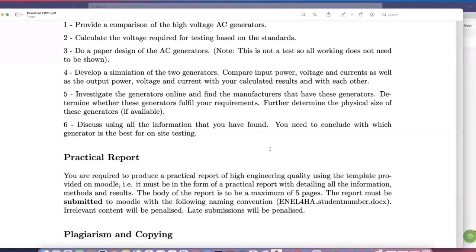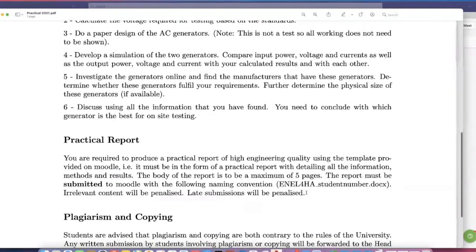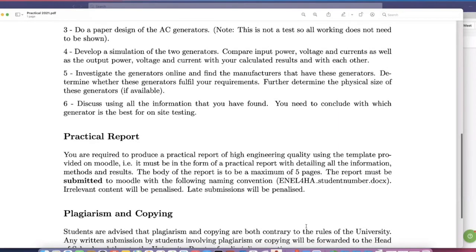I've set up something for the submission on Moodle already. I'm hoping there's no gremlins. Please submit with the following naming convention: your course code, and then your student number. I don't mind if it's a Word file or a PDF. Generally, I'd prefer PDF because it would be easier to mark.